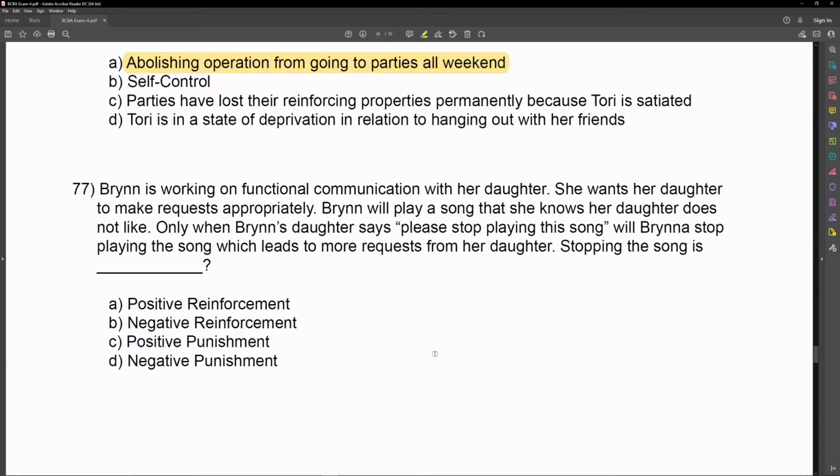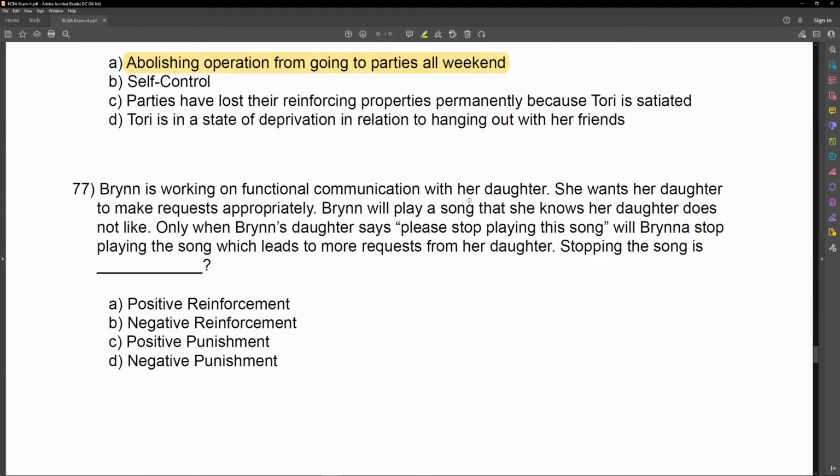Okay, again, a lot of information, right? What are we looking at? We're looking at stopping the song, okay? So stopping the song is what in this scenario? Well, based on our answer choices, we know it's a reinforcement or punishment question. So where do we start? We start with, does the behavior increase or does the behavior decrease?